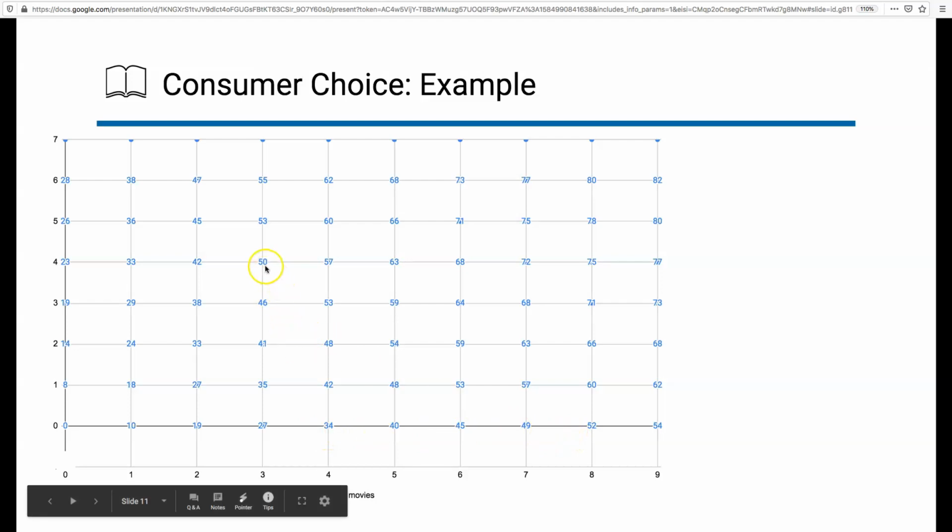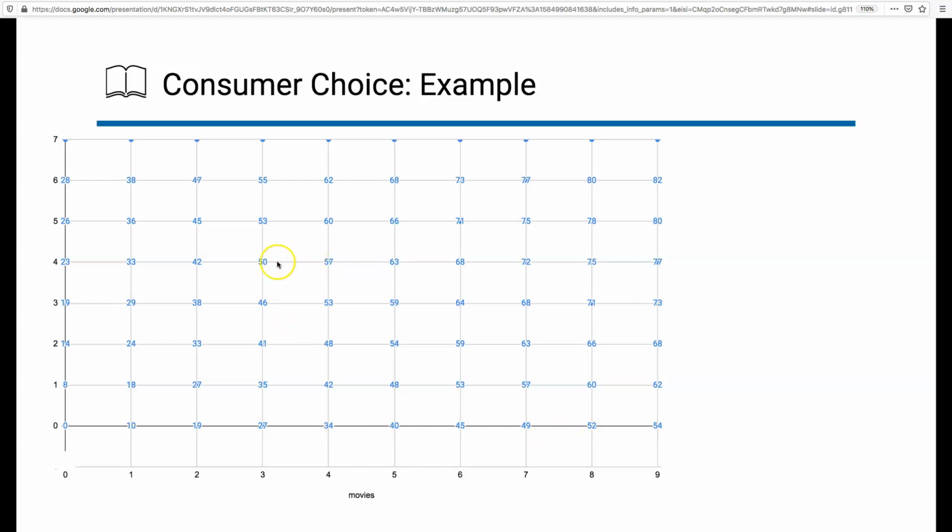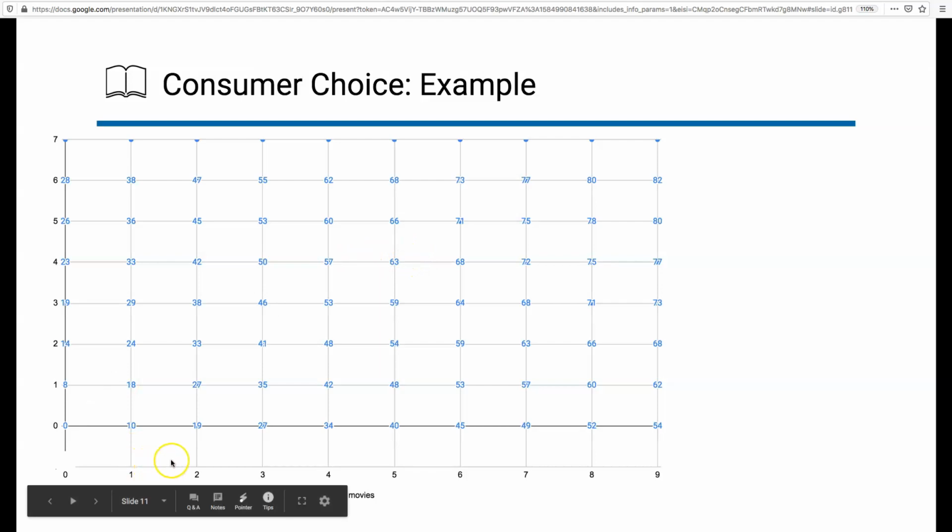Even if I jump between 3 and 4 movies when the number of books is 4, the marginal contribution of the fourth movie is 7 units of utility. The marginal contribution of the fifth movie will be only 6 units of utility. So it's going to work all the time. The smaller the number of movies, the more valuable the next movie will be.